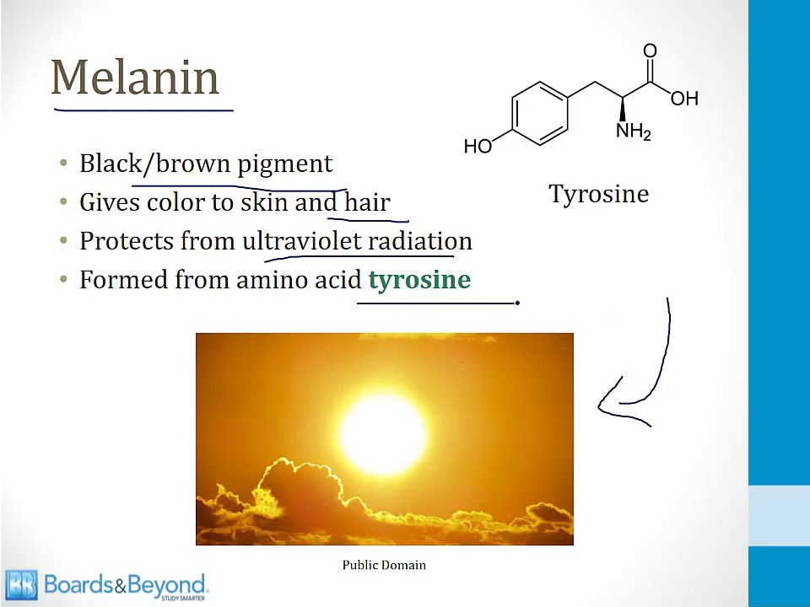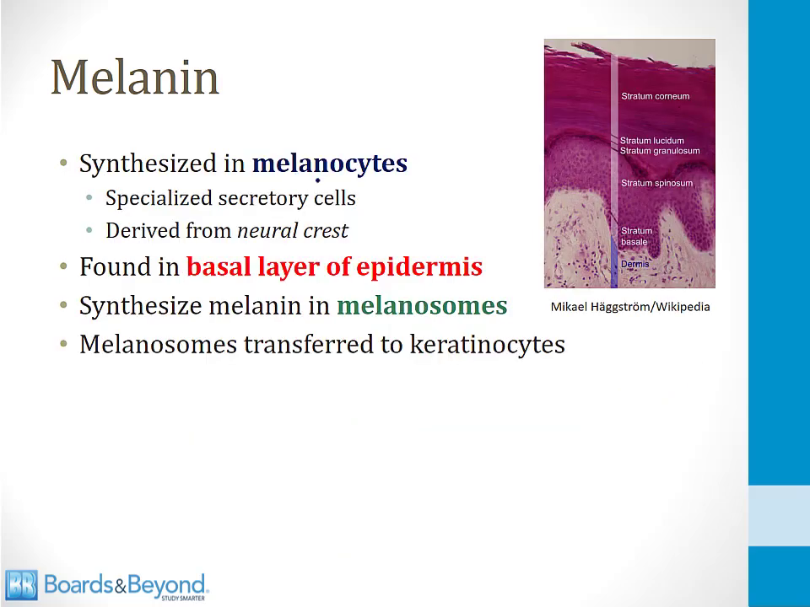And it's high yield for your board exams to know that melanin is synthesized from the amino acid tyrosine. This is the structure of tyrosine shown on the screen here, and multiple tyrosine molecules are modified and linked together in order to produce the pigment melanin. Melanin is synthesized by skin cells called melanocytes. These are specialized secretory cells, and they are derived from the neural crest. It's high yield to remember this for your boards.